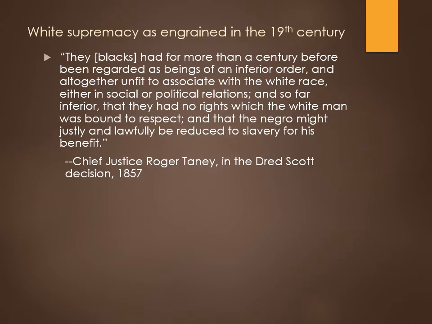He wrote that they, meaning blacks, had for more than a century before been regarded as beings of an inferior order and altogether unfit to associate with the white race, either in social or political relations, and so far inferior that they had no rights which the white man was bound to respect, and that the Negro might justly and lawfully be reduced to slavery for his benefit. This is the highest law of the land as articulated by the Supreme Court of the United States.